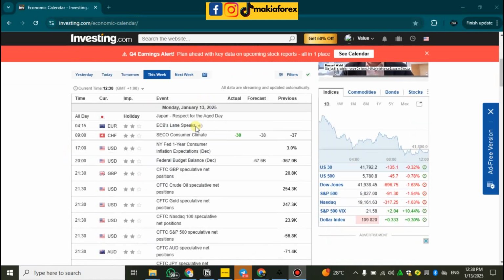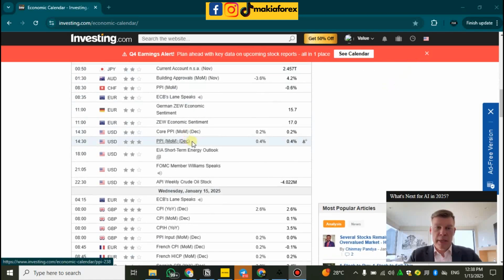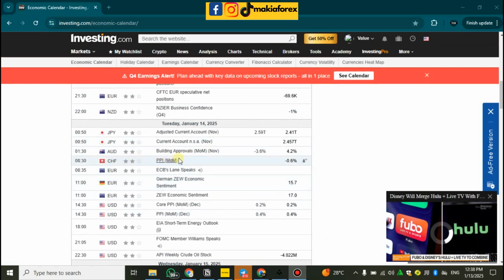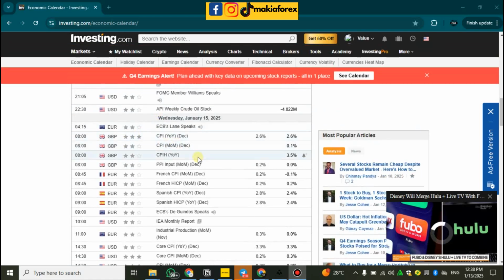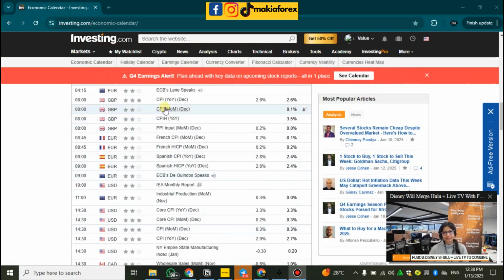I want to know all the news releases for the week, mainly for the pairs that I'm trading. You can see that this Monday we don't really have much news, but on Tuesday we have the PPI, that's the core PPI. I think we also have the PPI for the Swiss franc, and that's it. On Wednesday we have the CPI for the GBP, and we also have the CPI for the USD. So this is going to be a very interesting Wednesday.